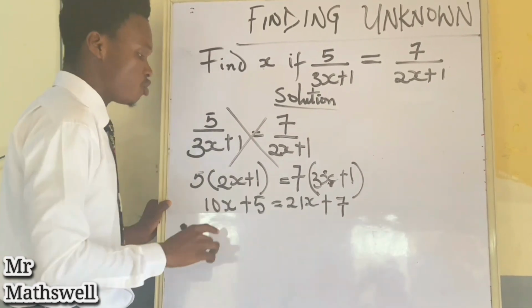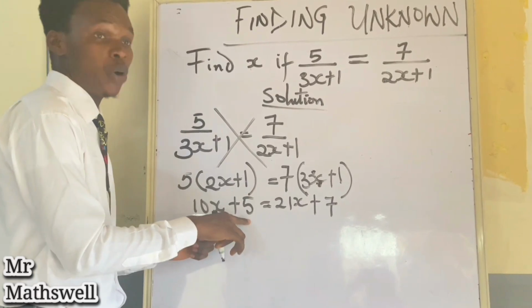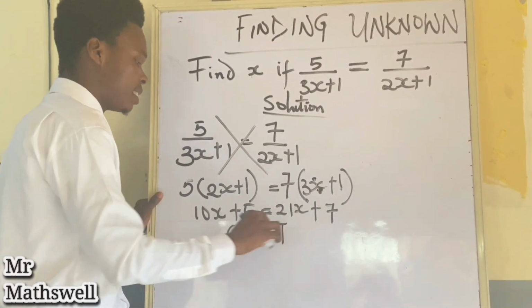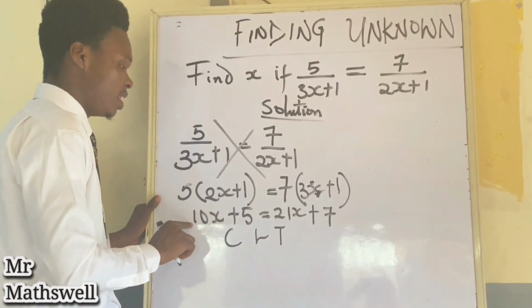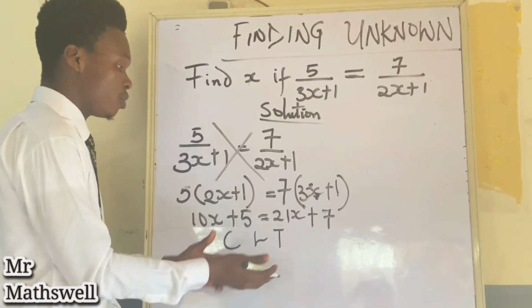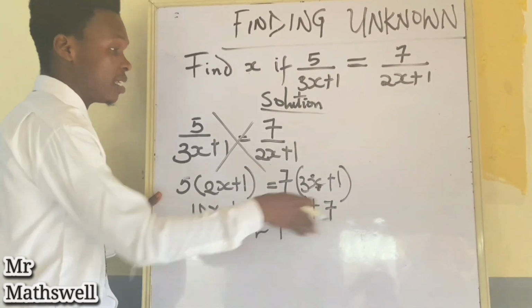The next thing to do is, when you have numbers with coefficients and numbers without coefficients, you collect like terms. And to do that, we abbreviate C for collect, L for like, and T for terms. So this means the numbers with coefficients stay on one side, and the equal sign divides and separates them, and then we have the numbers without the coefficients on the other side.